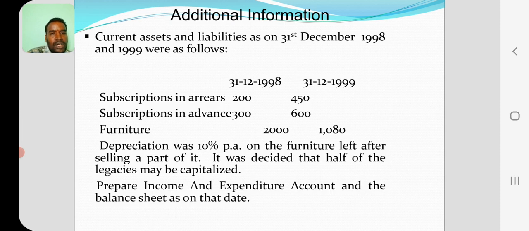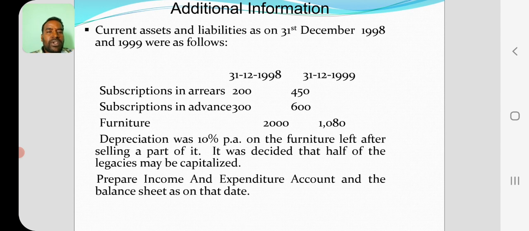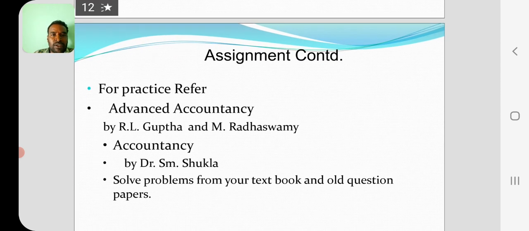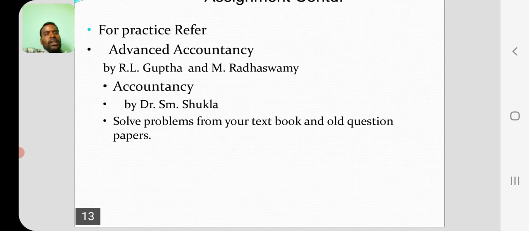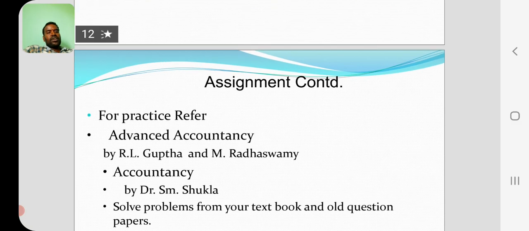It was decided that half of the legacies may be capitalized. So half of the legacies should be treated as revenue item and half should be treated as capital item. Means half should be posted in income and expenditure and half should be posted in the balance sheet. So prepare the income and expenditure account and balance sheet as on the date. Like that we have to prepare the income and expenditure account and balance sheets.